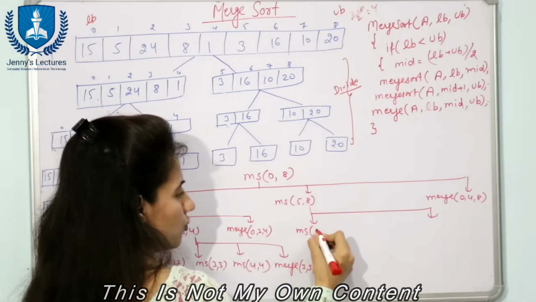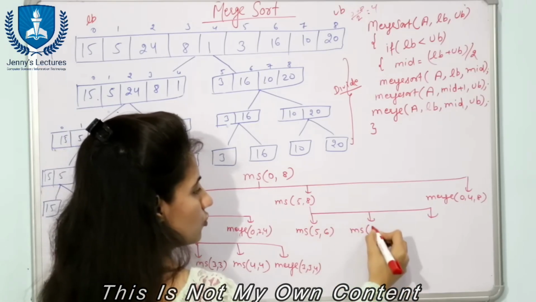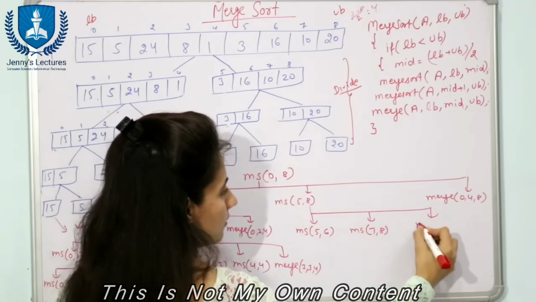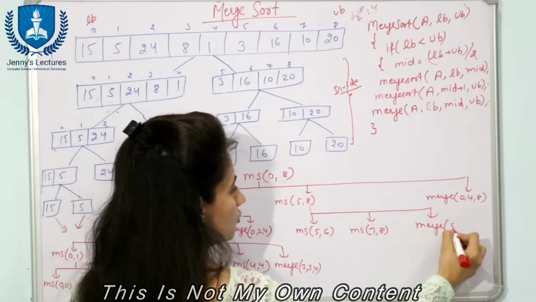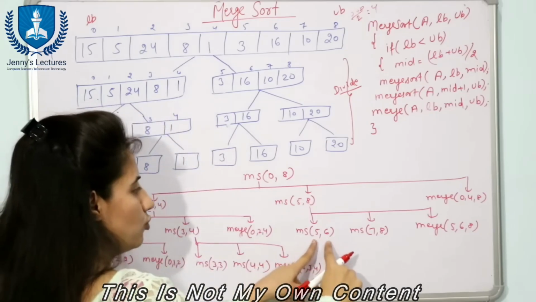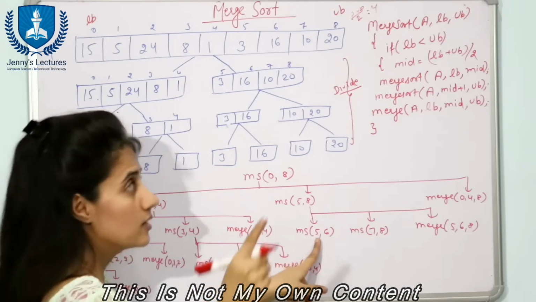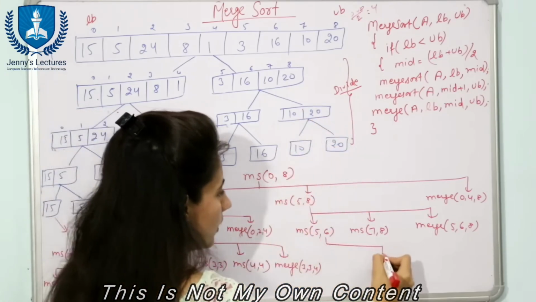Merge sort 5 to 6. Then merge sort 7 to 8. And then we are having merge 5, 6 and 8. Then again come to recursive call, this one. 5 to 6. 5 is less than 6. Yes. Again divide this one into 3 parts.